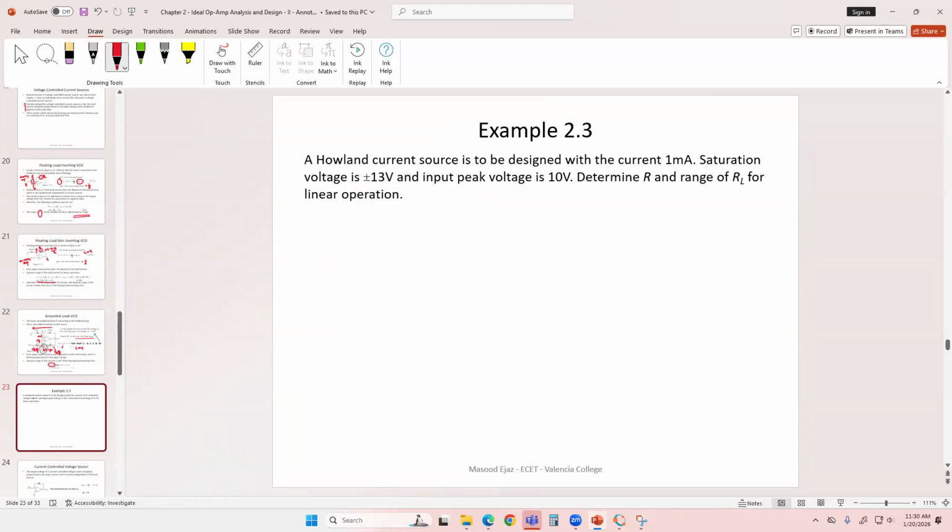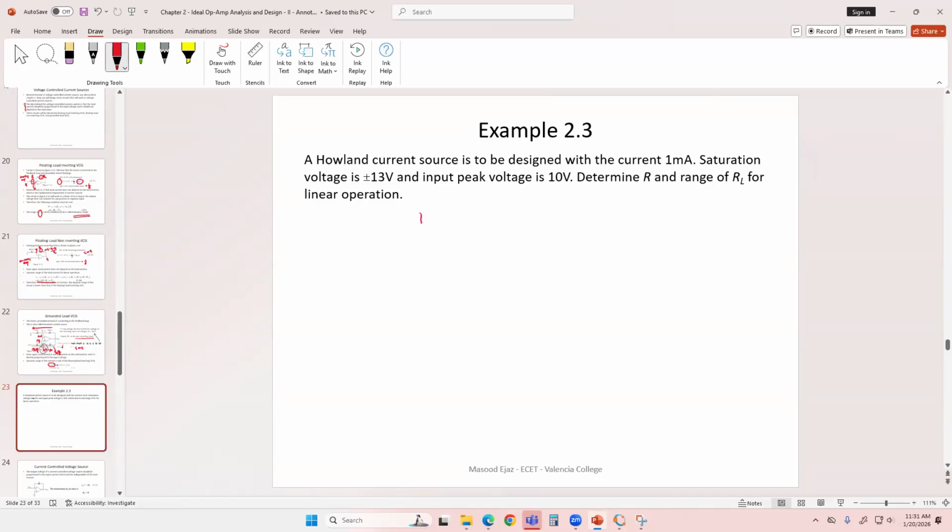A Howland current source is to be designed with the current 1 milliampere. Saturation voltage is 13 volt and peak input voltage is 10 volt. Determine the value of R and the range for RL for linear operation.